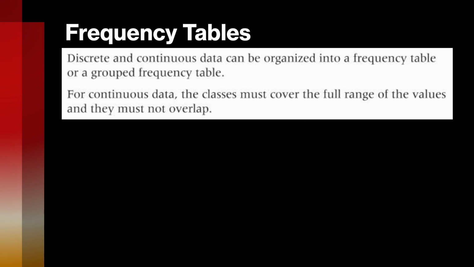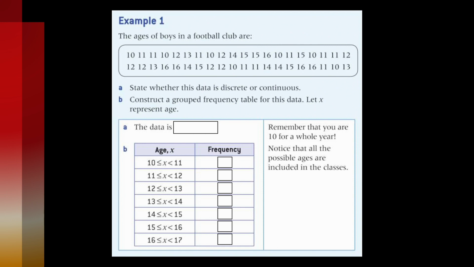So let's go ahead and take a look at example 1. All right, so example 1. The ages of boys in a football club are. So they give us all of these ages. So this is all the data that has been collected. Part A says, state whether this data is discrete or continuous. Because it's age, what we're dealing with here is something that is basically measured through time. How long from birth until today, how old are you? How long have you been on Earth, right? How much time has passed? So at first, a lot of students think that this is discrete data, but this is actually continuous because we're measuring time. So this data is continuous.